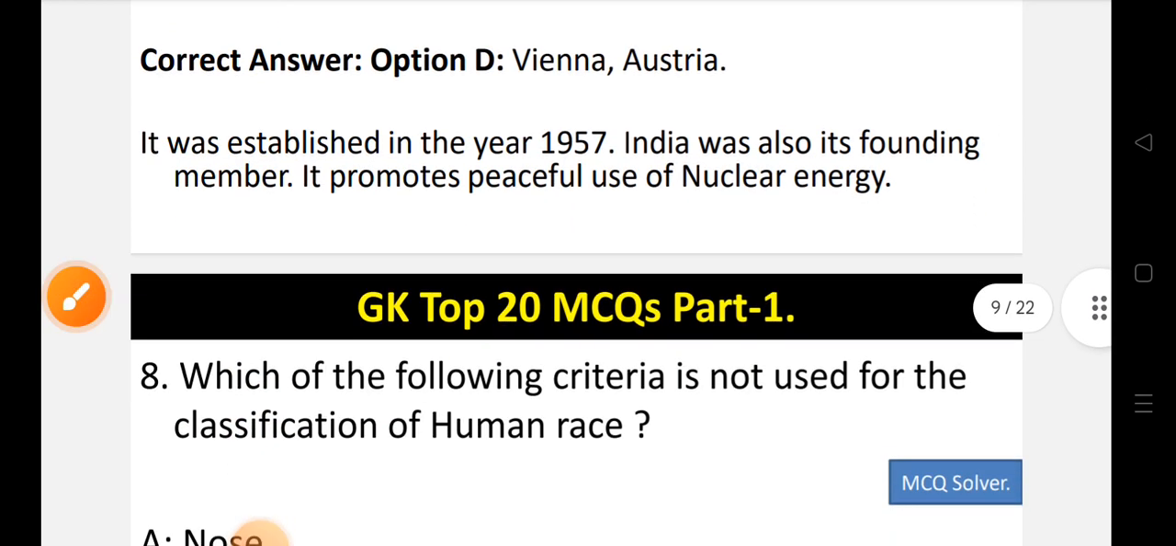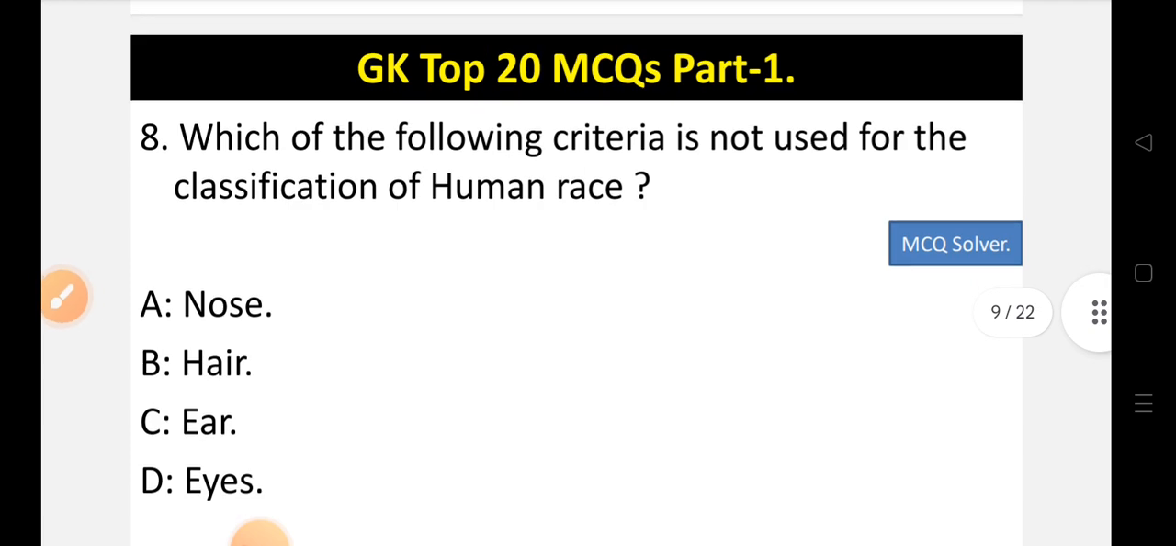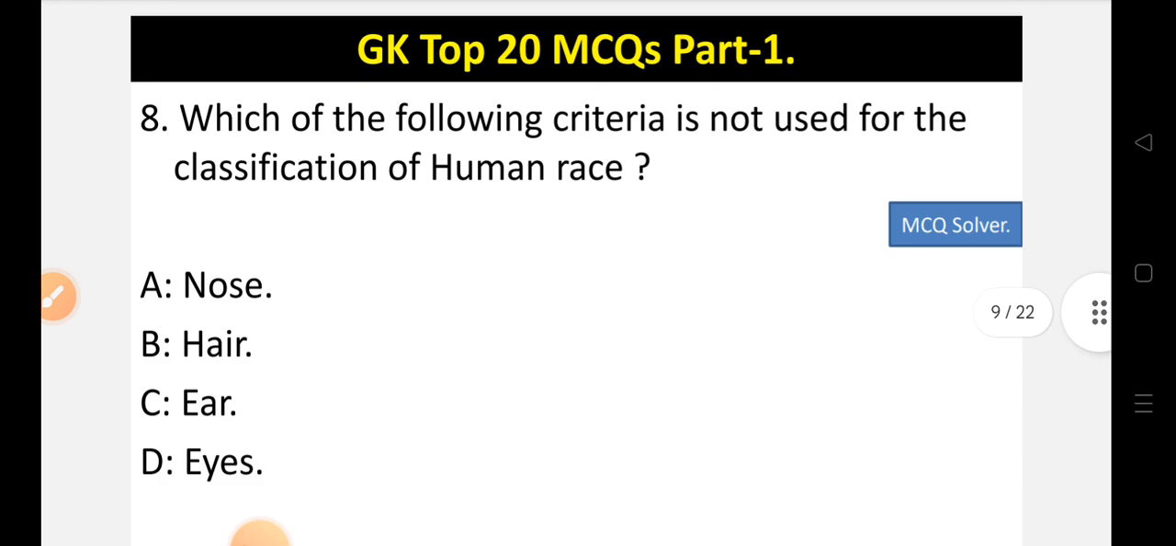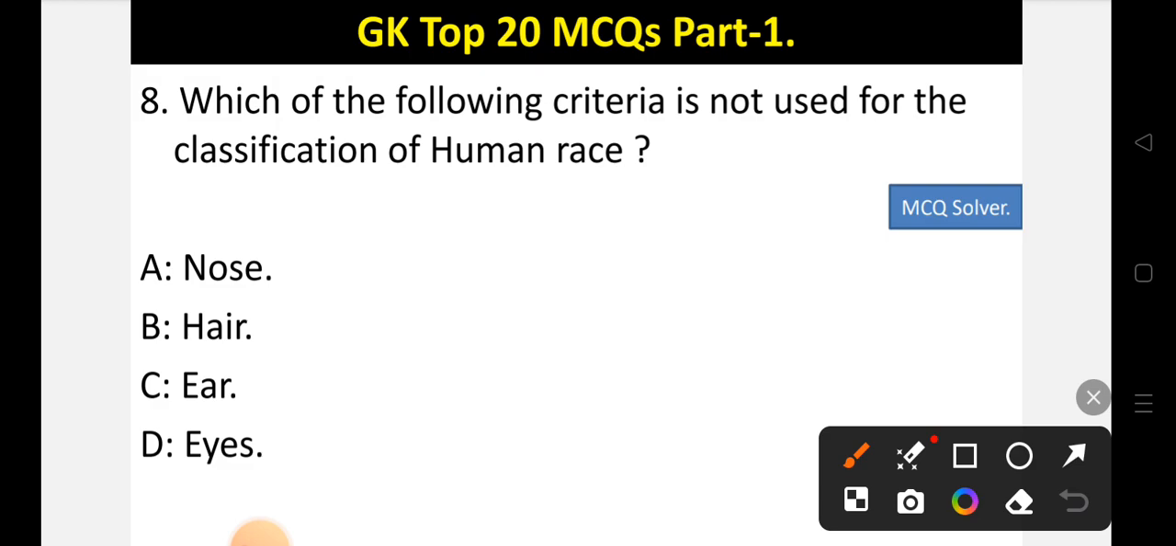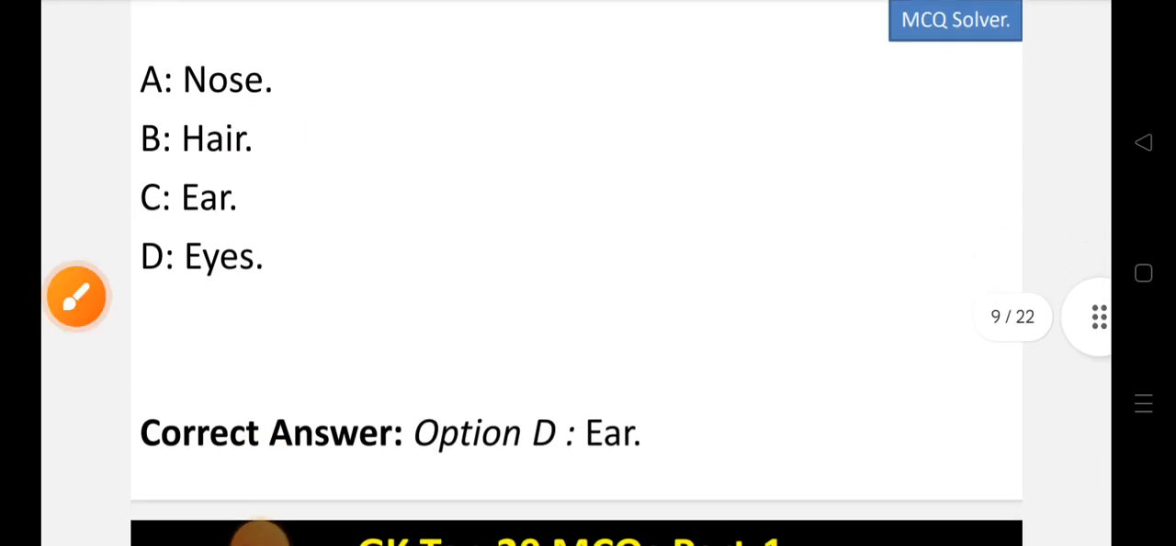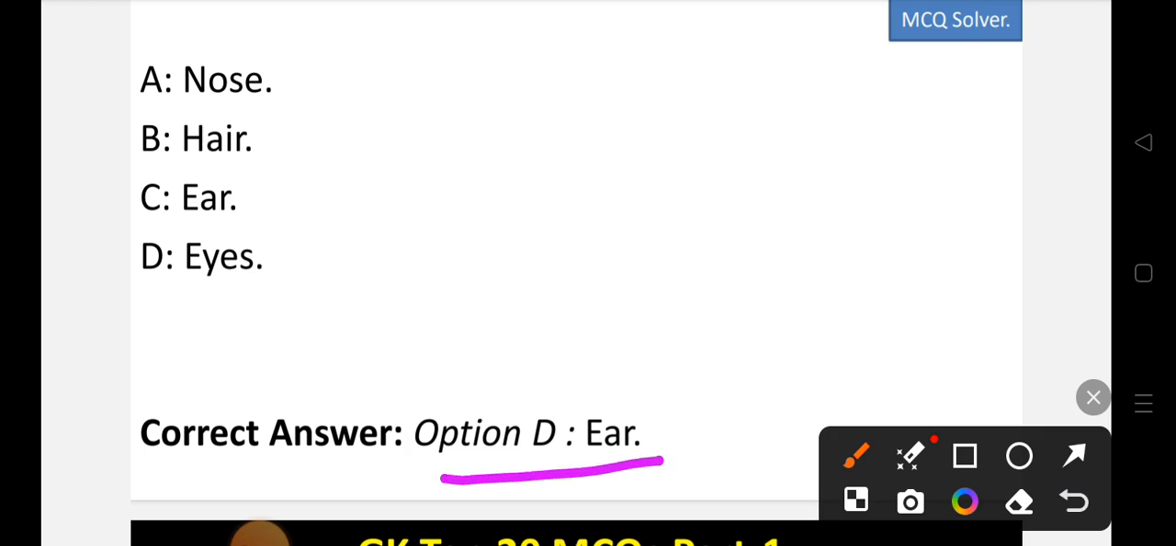Now let's move to question number 8. Which of the following criteria is not used for the classification of human race? So the criteria which is not used for the classification of human race is, the correct option is option number C, that is ear. So ear is not considered while classifying the human race. This is because ear is made up of cartilage. Most of you know this fact, and the design of the ear is based upon the genetics, so that's why it is not considered.